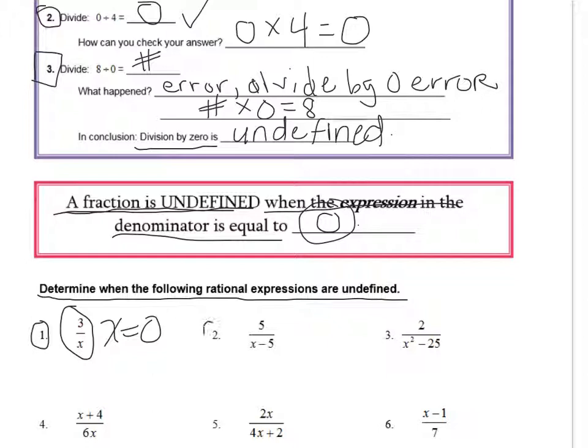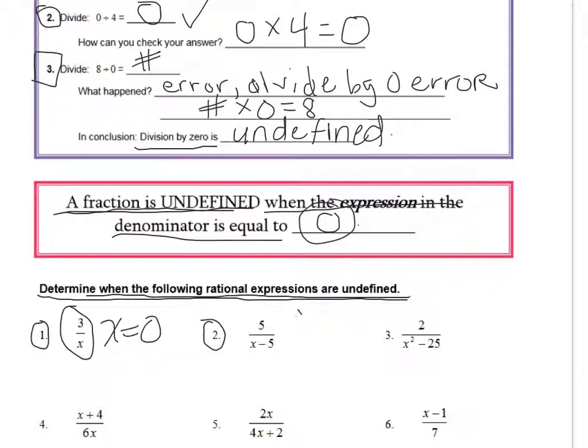So let's make it a little trickier and look at number 2. 5 divided by x minus 5. We're trying to determine when the following rational expressions are undefined. In other words, when is 5 over x minus 5 undefined. Well, that would depend on what value of x makes the bottom equal to 0, because when the bottom's equal to 0, the fraction's undefined.